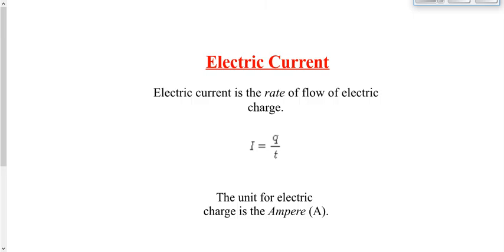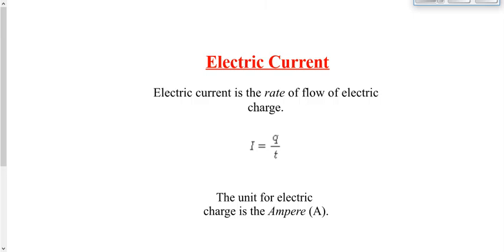So let me define it here first. Electric current is the rate of flow of electric charge. And what do we mean by that? It's the rate of flow. It's not how fast the charges are moving. It's not how fast the electrons are traveling, but rather it's how many electrons are traveling per second.